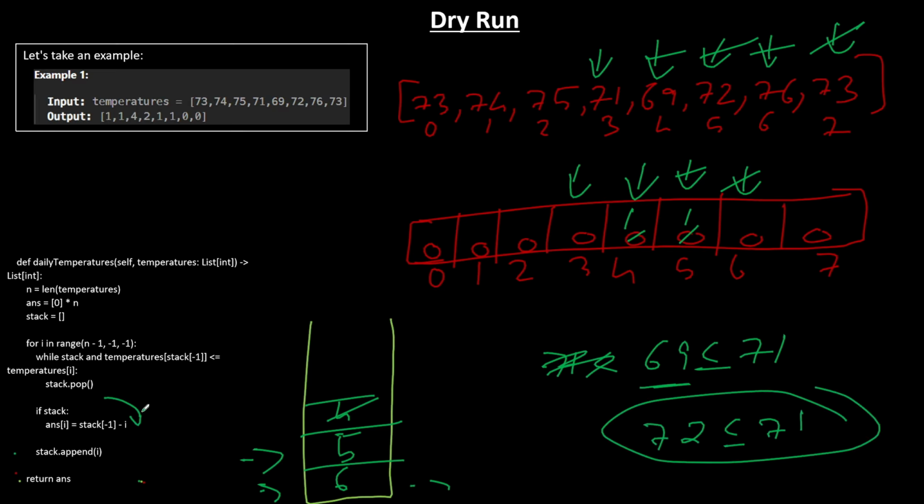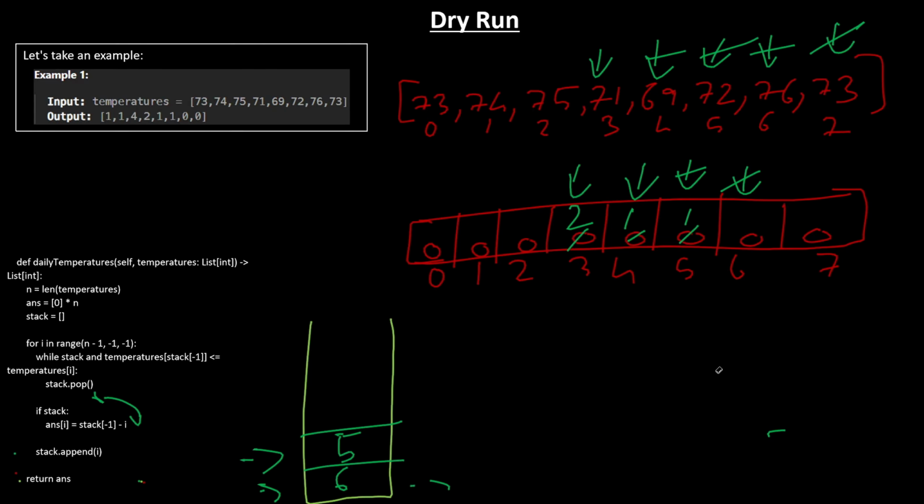So what we do here is we do the difference. We were standing at 3, so 5 minus 3 is 2, right? So this gets updated to 2. This gets removed, popped. Let me get this up, right? And then we come here, we append this 3 into our stack, and then we move ahead.